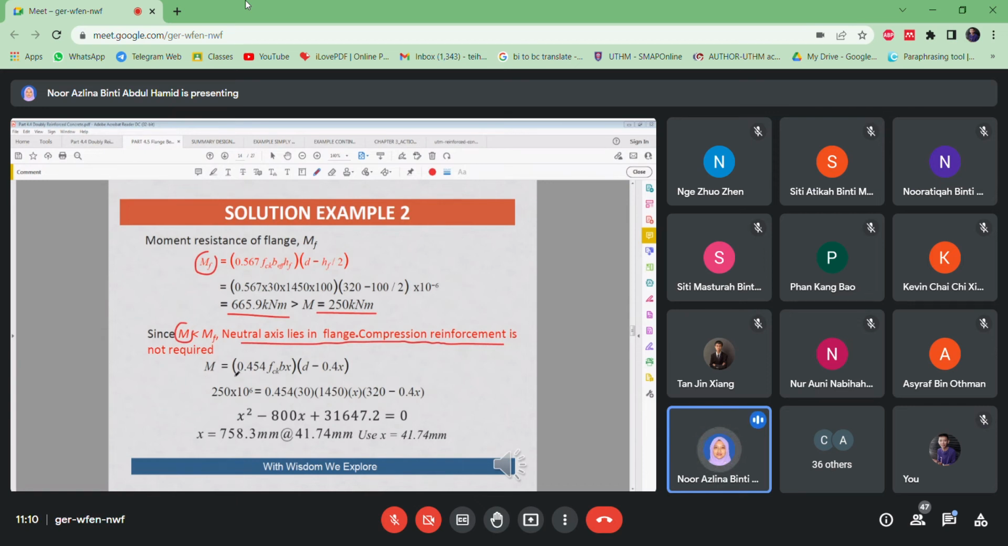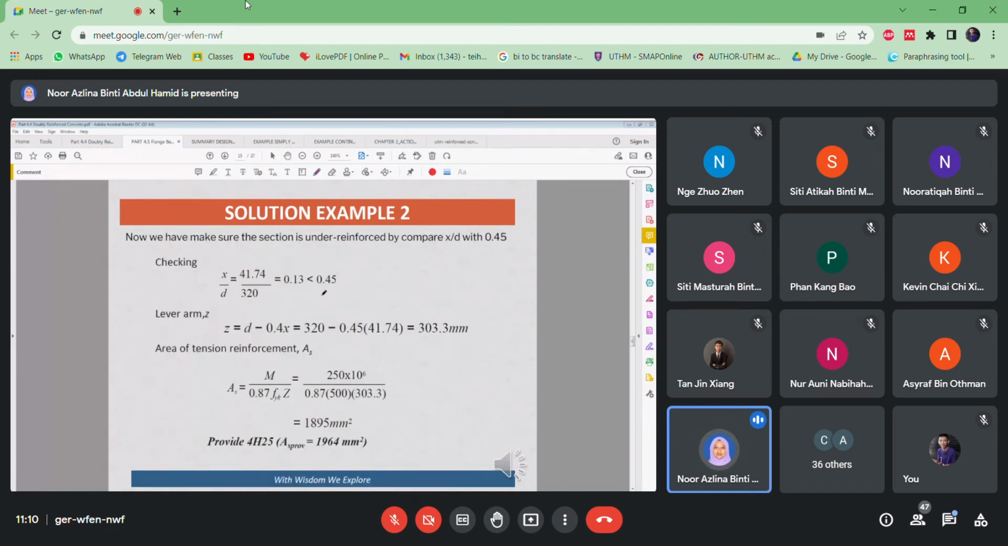So according to the diagrams, block diagram equation, you can determine from the quadratic equations. This is the same procedure for the rectangular singly reinforced beams. Okay, this is the same procedure that you will apply. Consider you need to determine the X, right? Because you need to check X divided by D. Right, so do the checking.